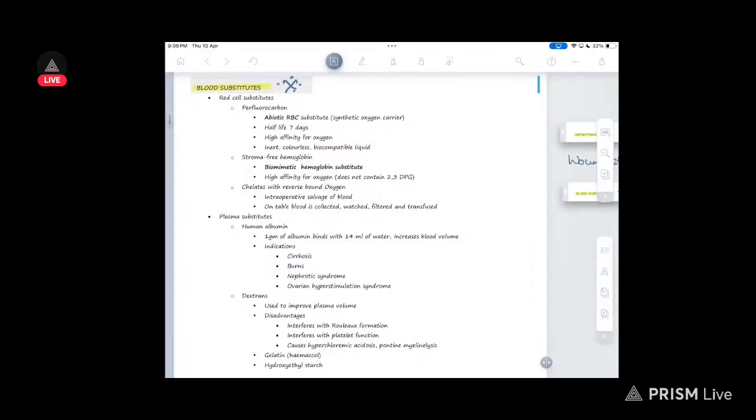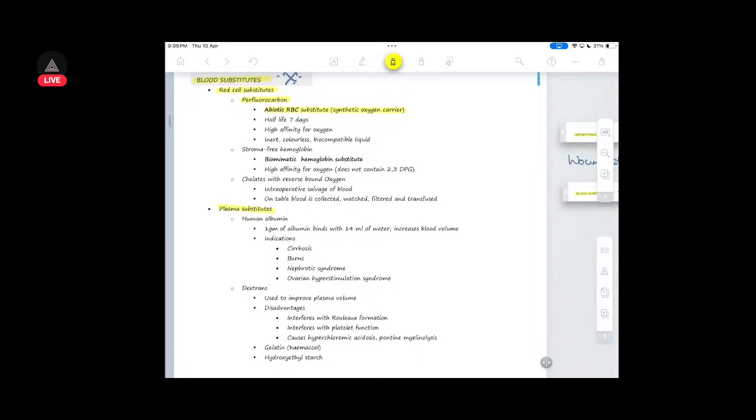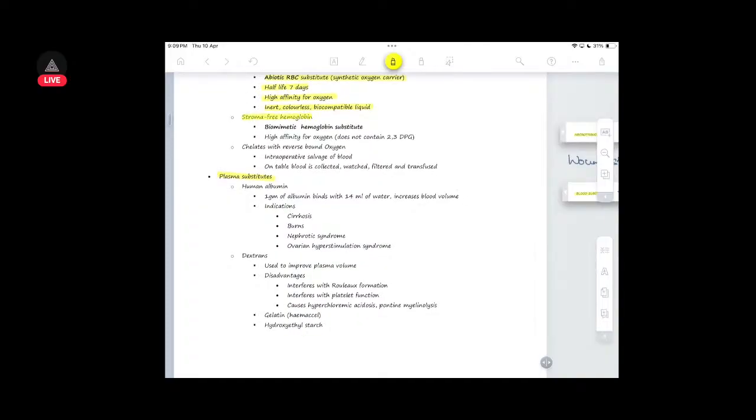And yeah, let's continue with red cell substituents and plasma substituents. Perfluorocarbon is an abiotic RBC substituent, a synthetic oxygen carrier, half-life of 7 days, high affinity for oxygen, inert, colorless, biocompatible fluid. Then you have stroma-free hemoglobin, which is a biomimetic hemoglobin substituent, high affinity for oxygen, does not contain 2,3-DPG. Chelates with a reversible bound oxygen.